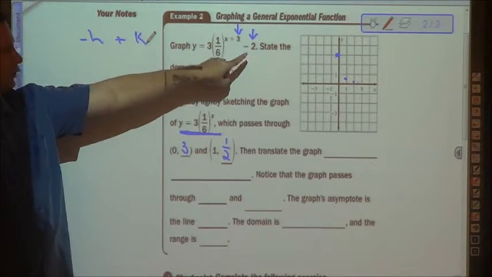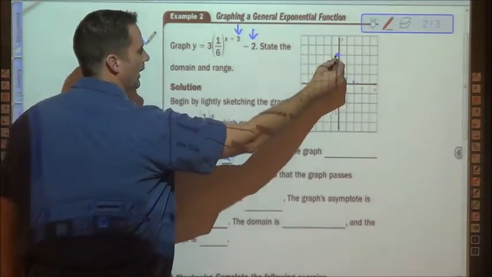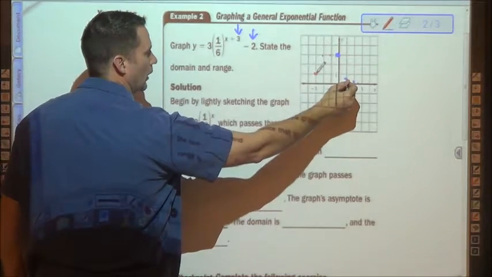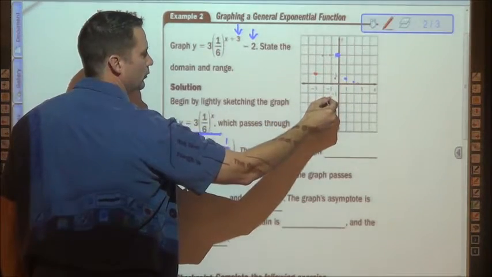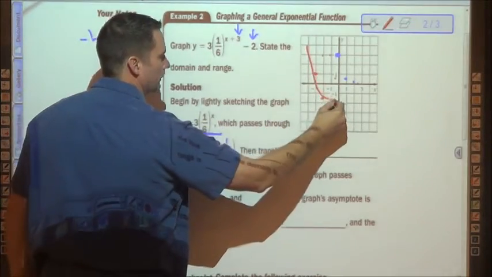It's -2. Okay, so on every point that's on this, I'm going to go 3 to the left and 2 down. So 1, 2, 3, 1, 2. And then 1, 2, 3, 1, 2. And this is going to curve into y equals -2.